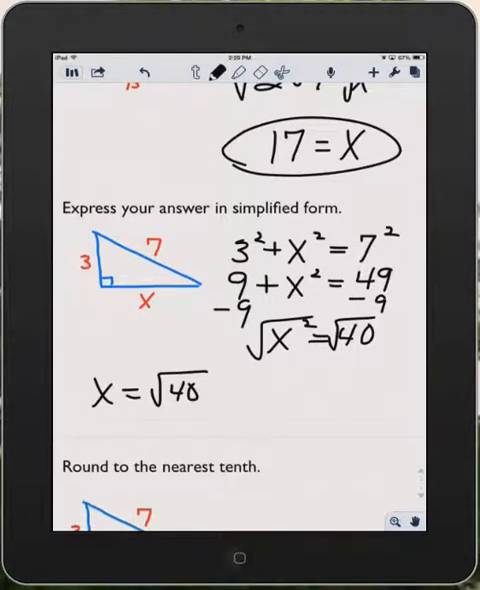But that answer is not simplified, so we have to find a perfect square that divides into 40, which happens to equal 4 again. So we have square root of 4 times square root of 10 gives us an answer of 2 times square root of 10.